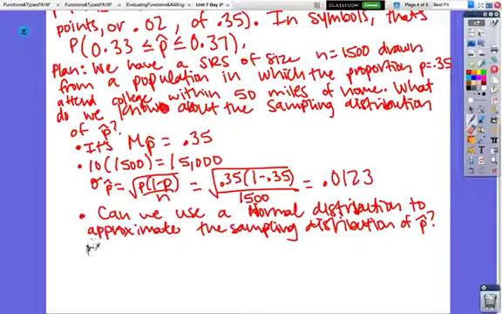And so that would be n times p, which of course would be 1,500 times 0.35, and that gives us 525, which just has to be greater than or equal to 10. So we're good with that.